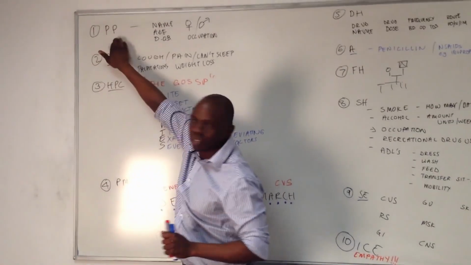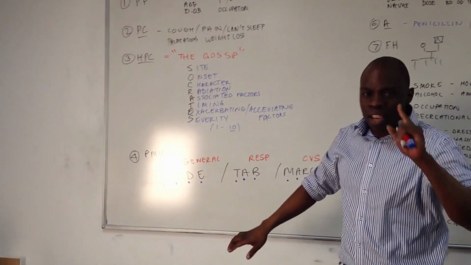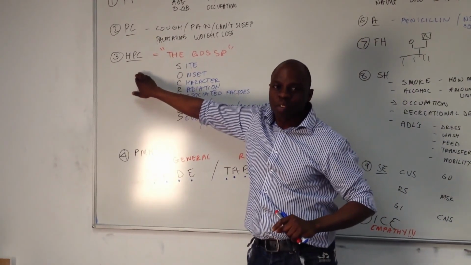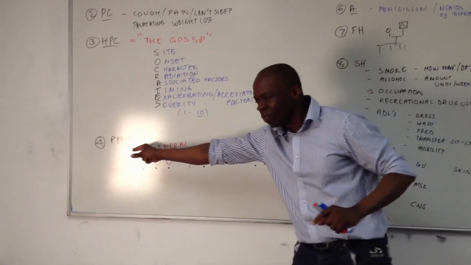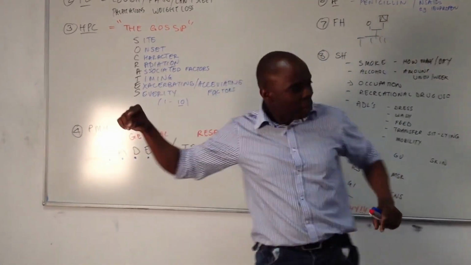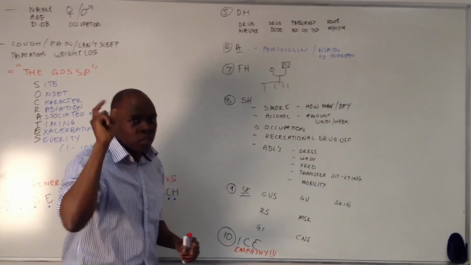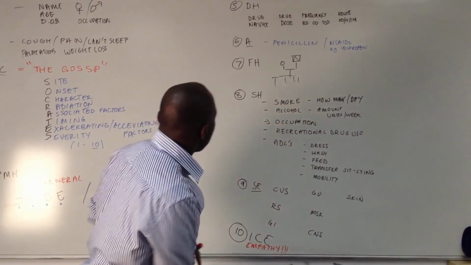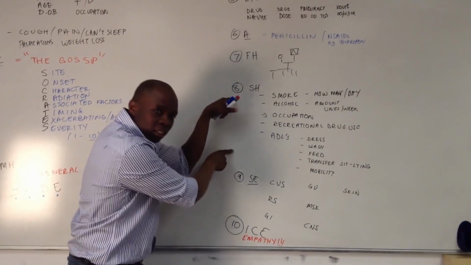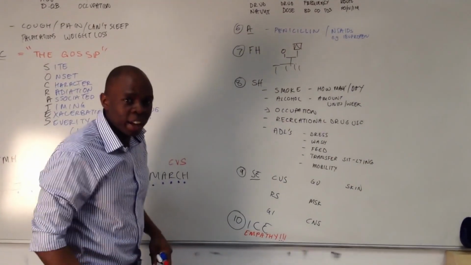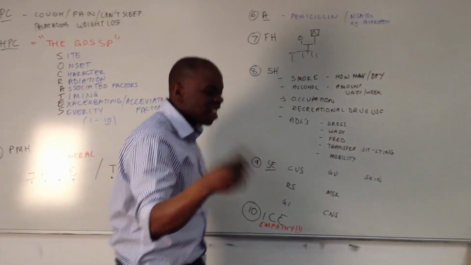Number 1, patient profile. Number 2, presenting complaint. Number 3, the history of the presenting complaint. This is the gossip note. Number 4, past medical history. Number 5, the drug history. Number 6, don't you forget those allergies. Number 7, family history. Number 8, keeping it social. Number 9, systemic inquiry. And number 10, ICE, baby.